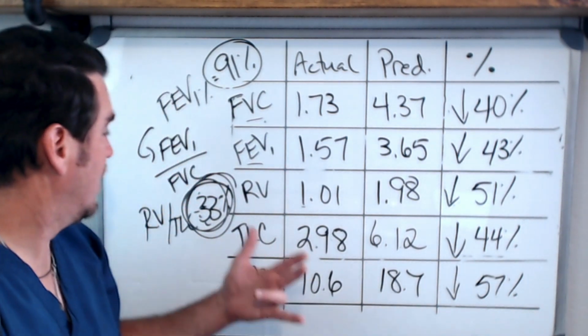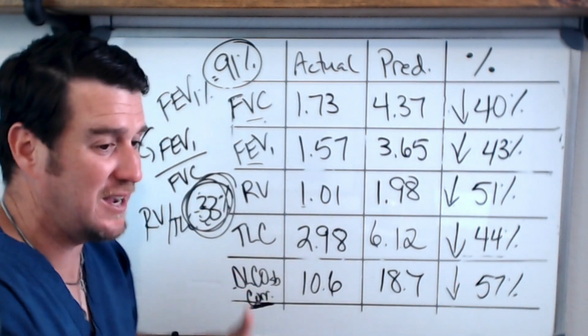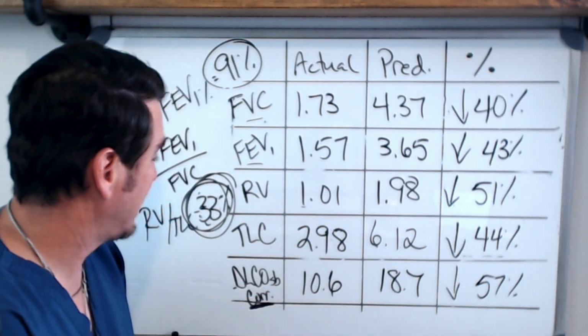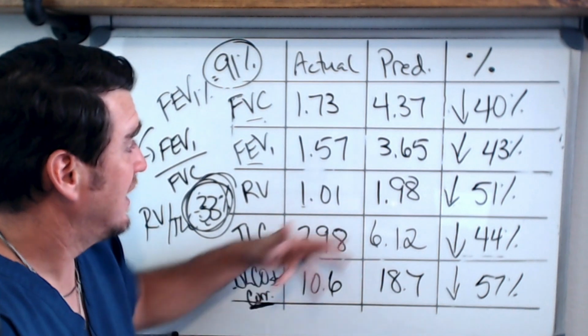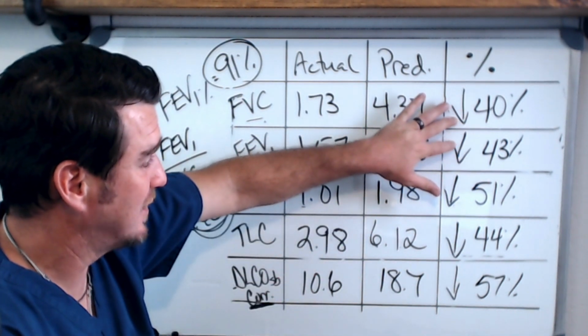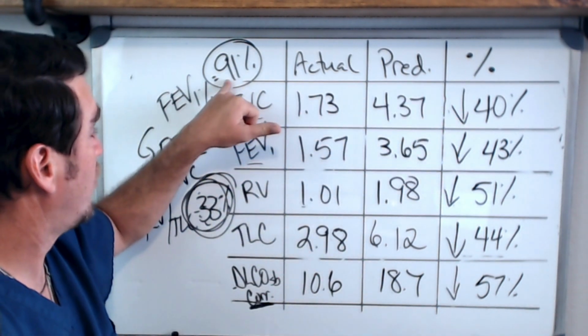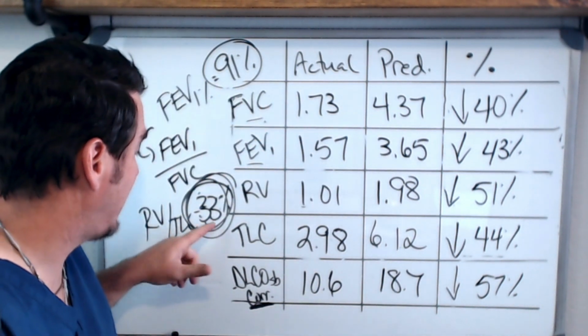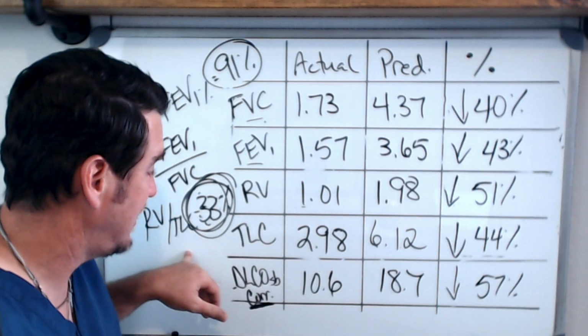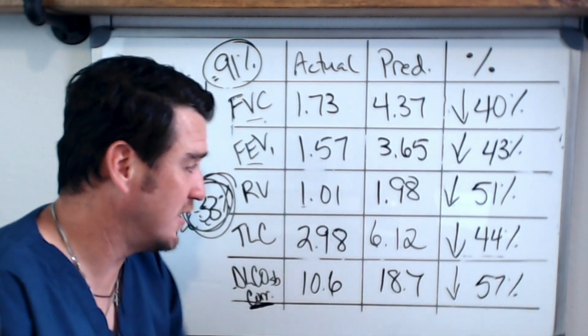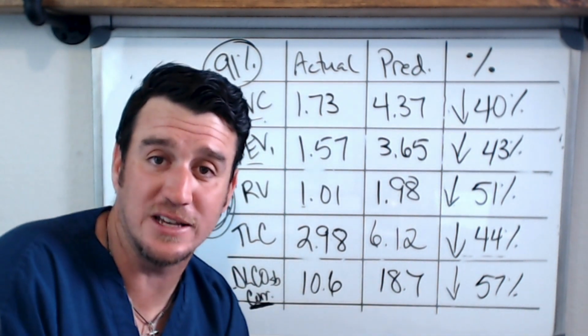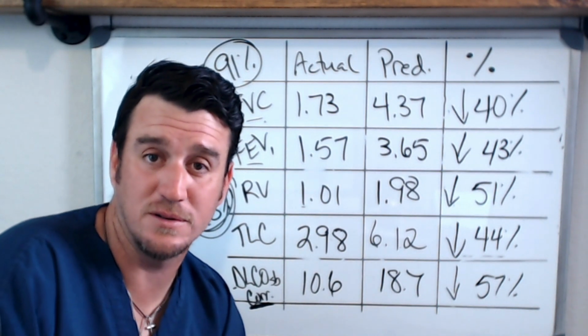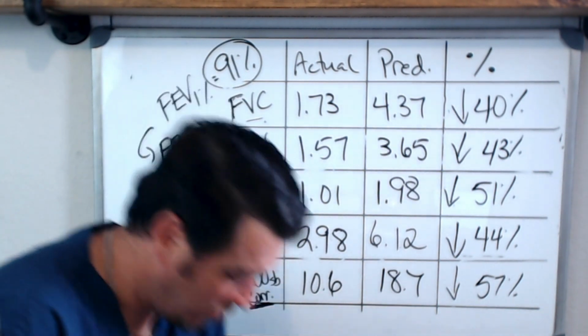Okay, so I apologize for my numbers not working there exactly correctly. But my point is decreased FVC, decreased FEV1, normal FEV1%, less than 35% RV to TLC, and a decreased DLCO. And this person probably has pulmonary fibrosis. Okay? And that's where we go with that.